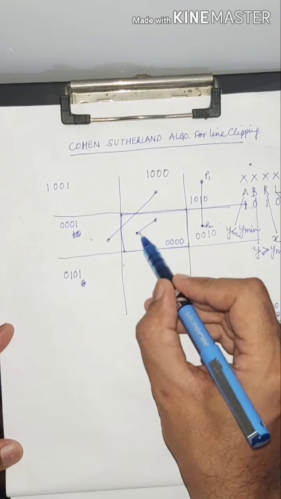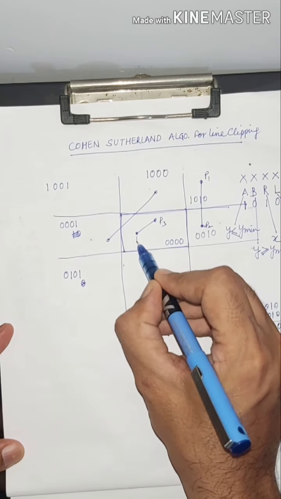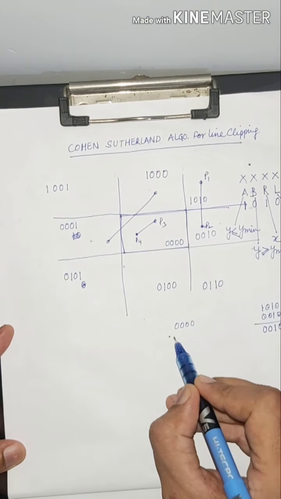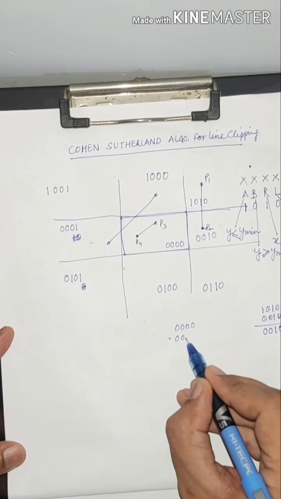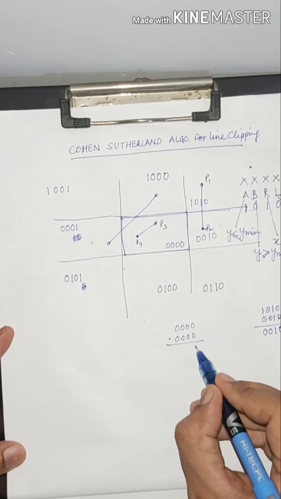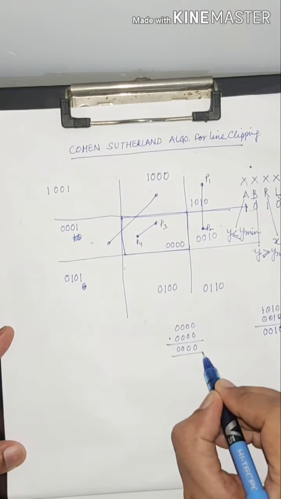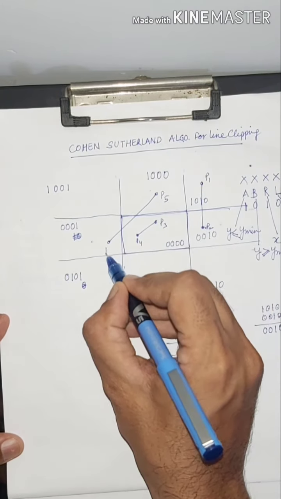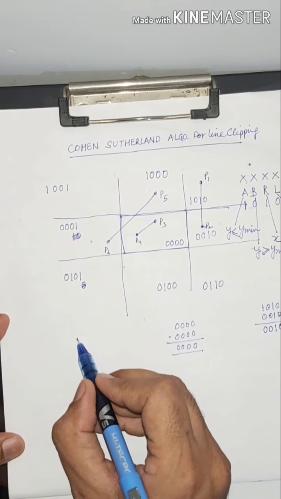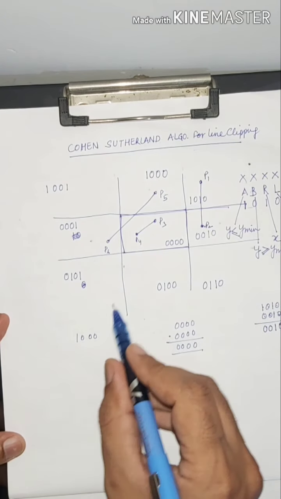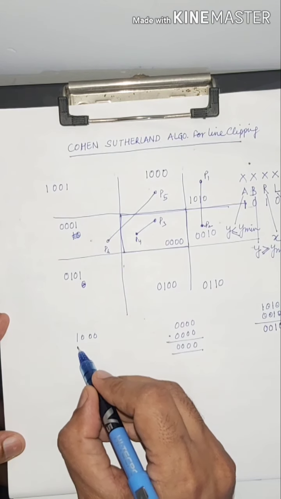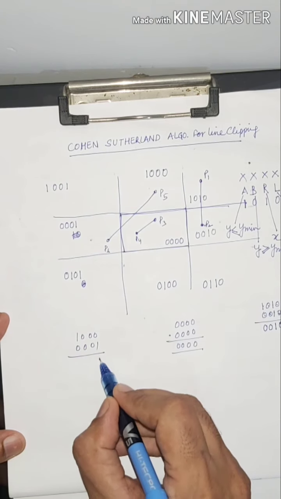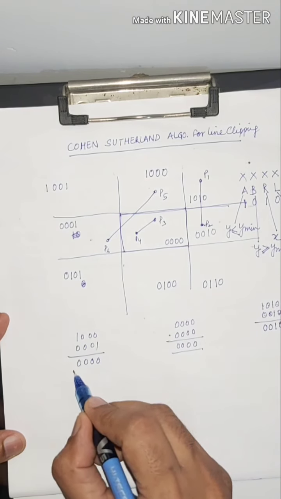Similarly, for this line, let us say P3, P4. The P3 point region code is 0, 0, 0, 0. The P4 point region code is 0, 0, 0, 0. If you AND it, 0, 0, 0, 0 will be the result. Similarly, let us suppose the next line is P5, P6. The region code for P5 is 1, 0, 0, 0. The region code for P6 is 0, 0, 0, 1. Bitwise ANDing gives you 0, 0, 0, 0.